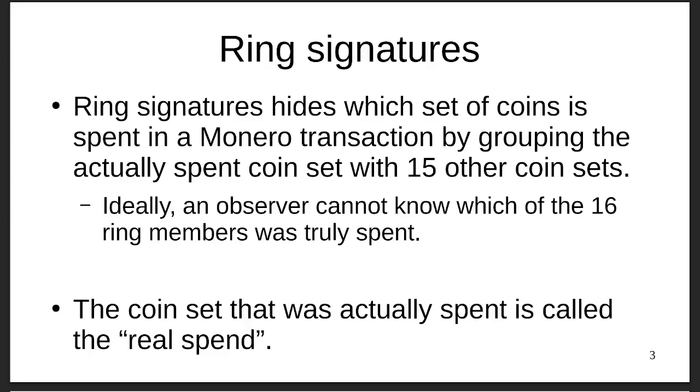What is Monero's ring signature technology? Ring signatures hide which set of coins is spent in a Monero transaction by grouping the actually spent coin set with 15 other coin sets. Ideally, an observer cannot know which of the 16 ring members was truly spent. The coin set that was actually spent is called the real spend.